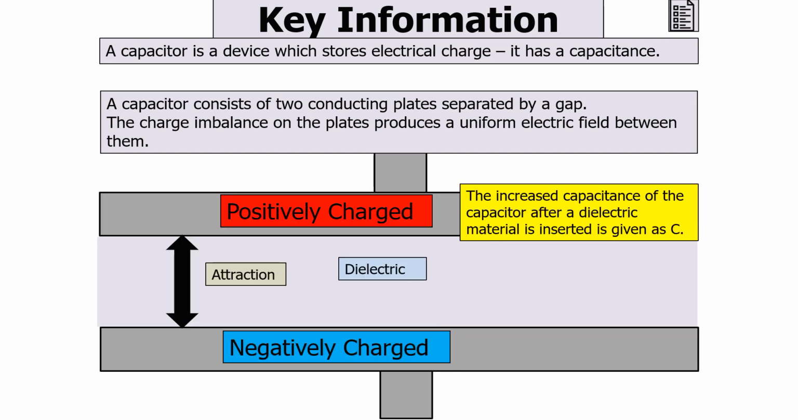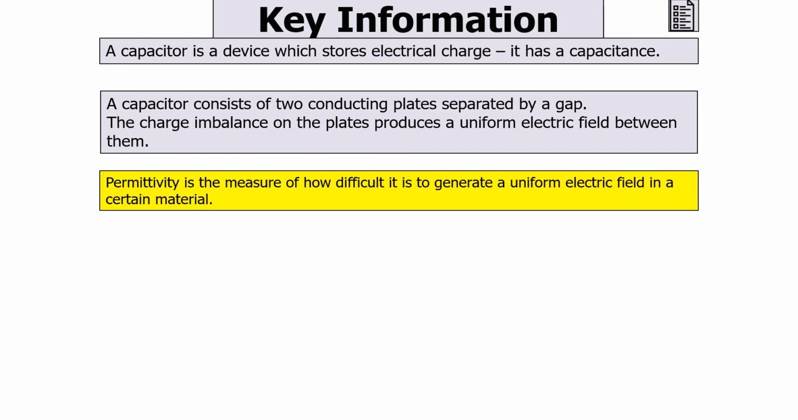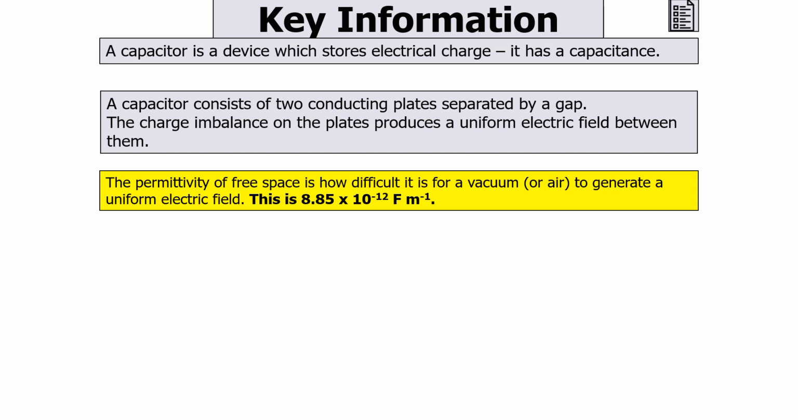Now, the increased capacitance of the capacitor after dielectric material is inserted is given as C, and the charge of the capacitor after the dielectric material is inserted is given as Q. So the effect of adding dielectric material to a capacitor is called the relative permittivity, or εr. Now, permittivity is a measure of how difficult it is to generate a uniform electrical field in a certain material. Now, the permittivity of free space is how difficult it is for a vacuum to generate a uniform electrical field. This is a physical constant in the universe, as it is the same everywhere. Now, the value is 8.85 times 10 to the minus 12 farads per meter.